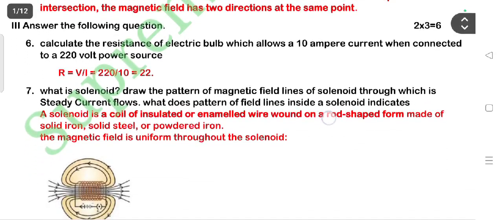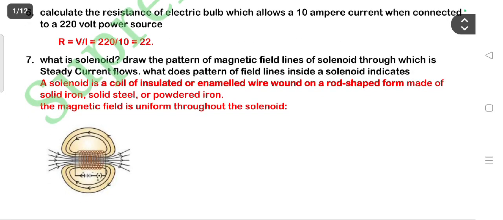Next, third main, 2 mark questions. Calculate the resistance of an electric bulb which draws 10 ampere current when connected to 220 volt. For the formula, resistance is equal to V by I. Resistance is 220 by 10 current, so 0 gets cancelled, 22. Resistance is 22.